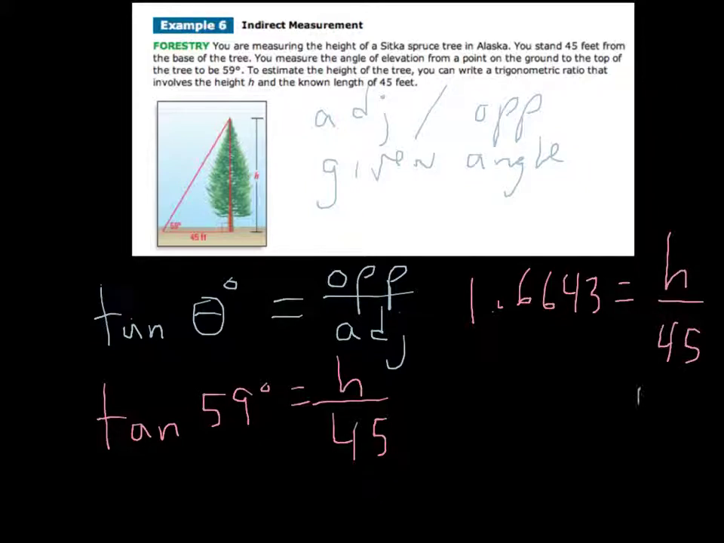A little cross multiplication yields us a value of 74.90, or 74.9 feet. That's approximately how tall the tree is. Pretty cool.